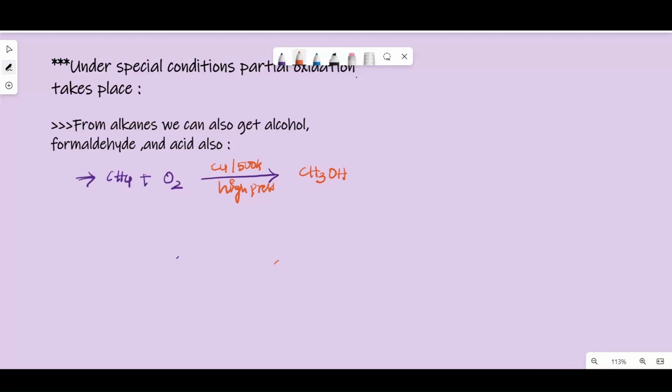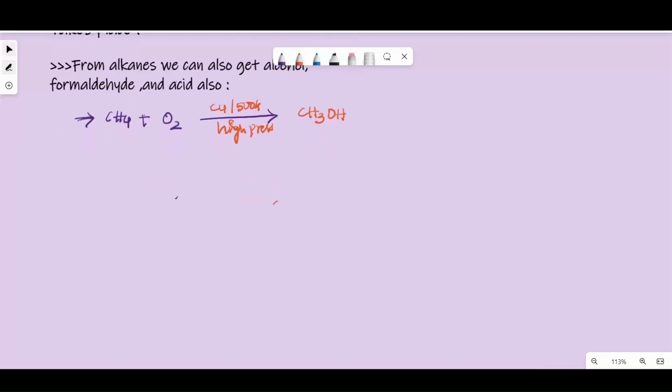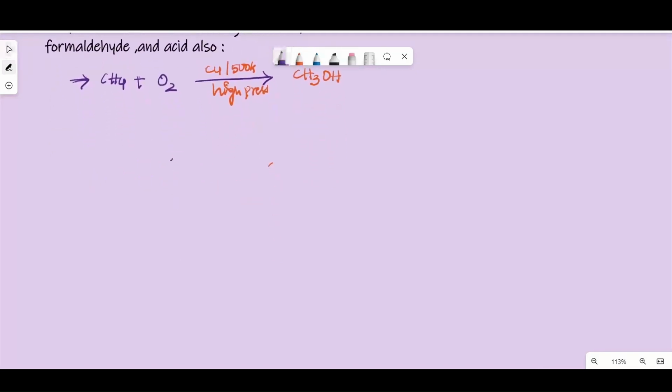Let's see another example. Here CH4 plus O2, but we are taking a different reagent here, that is Mo2O3, in the presence of heat. Here we will get formaldehyde as a product. You should remember these reactions, then it's very easy if they come in the exam.